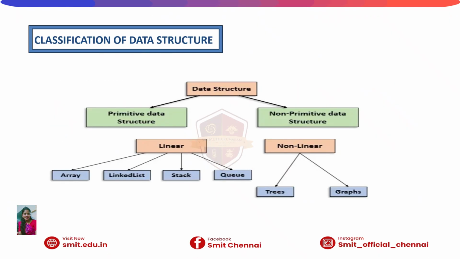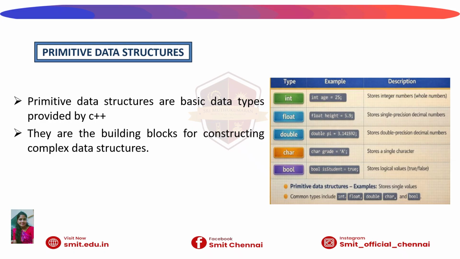Classification of data structure. Data structures are classified into two types, primitive data structure and non-primitive data structure. The non-primitive data structure is further classified into two types, linear and non-linear. Let's explain step by step. Primitive data structure. Primitive data structures are basic data types provided by C++. They are the building blocks for constructing complex data structures.